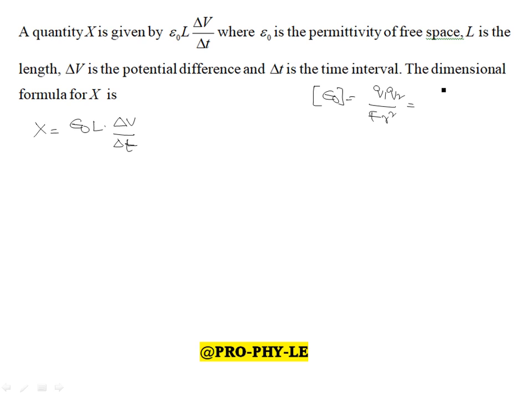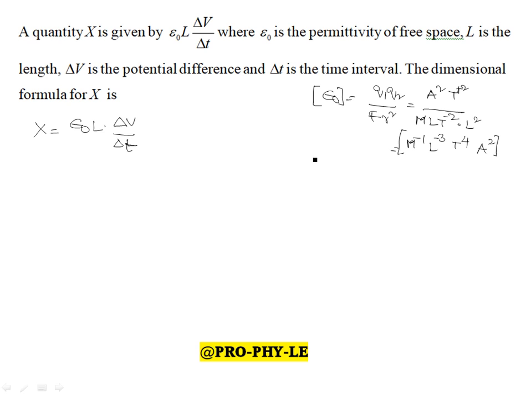So what is Q1 Q2? That is A square T square by M L T power of minus 2 into L square, or this will be M power of minus 1 L power of minus 3 and T power of 4 into A square. This is the corresponding dimensional formula for epsilon naught.